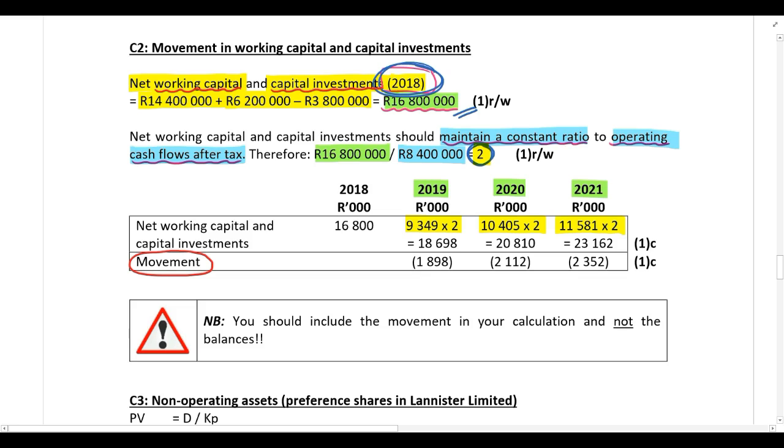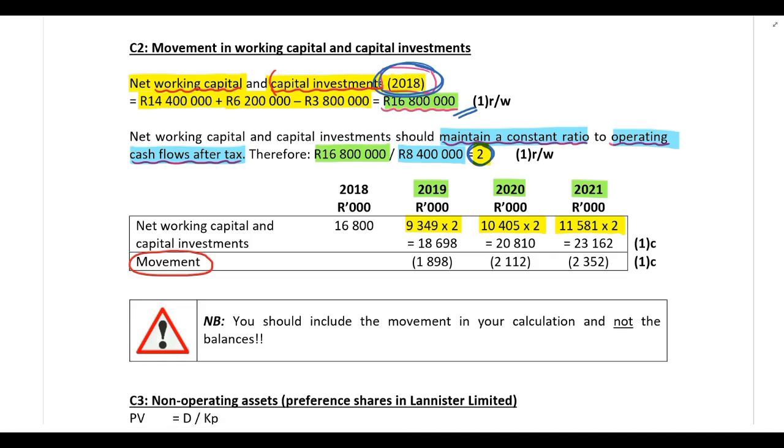We are interested in the movement in working capital and the movement in capital investments. Think about this logically, guys. Capital investments is property, plant, and equipment. So we are not interested in the balance in property, plant, and equipment at the beginning or end of the year. We are interested in the movement because we are trying to calculate cash flows. So if there's a movement, it means that the company acquired property, plant, and equipment or disposed of property, plant, and equipment during the period. So we are calculating cash flows, meaning we want the movement and not the balance.